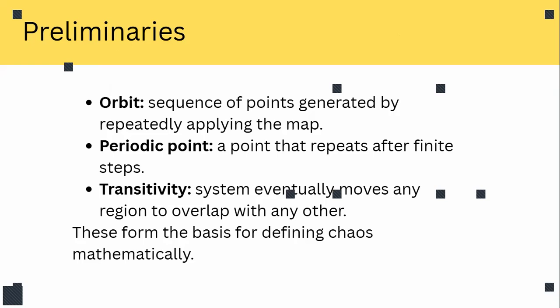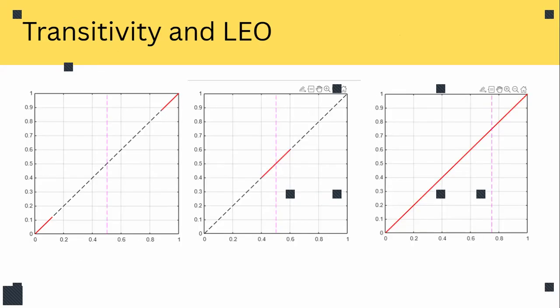Coming to the preliminaries, an orbit is a sequence of iterates of a point. A periodic point returns after n steps. And topological transitivity means any region of space eventually overlaps with any other. These ideas form the core of chaos definitions and motivate our numerical tests. As we can see here, these red regions are the regions in the first iteration, and in the next iteration, these two regions are overlapping.